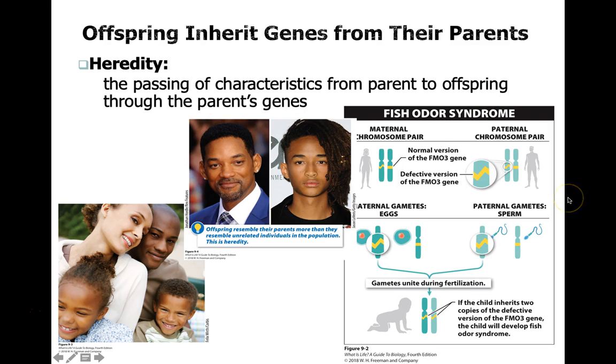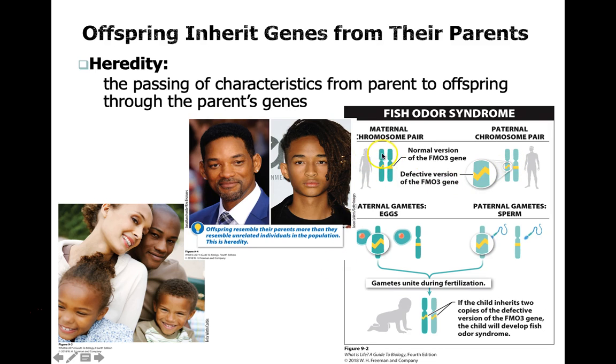So this diagram here is just a summary of the fish odor syndrome. I'm not entirely sure why it's on this page. That was a bit of a screw up apparently. But anyway, we see how an individual might actually acquire 2 defective copies of this fish odor syndrome allele. So over here we've got mom. She's got a normal version and a defective version. Dad's got a normal version and a defective version.